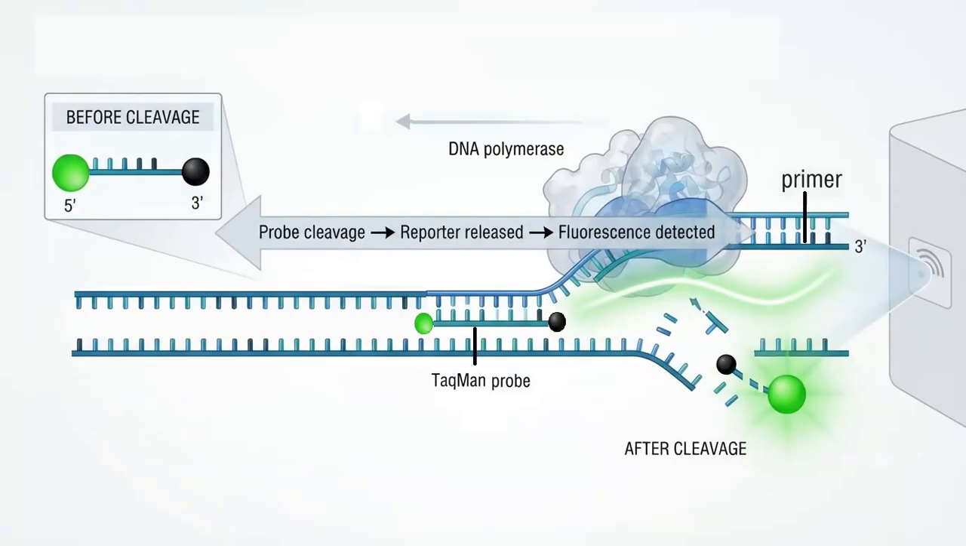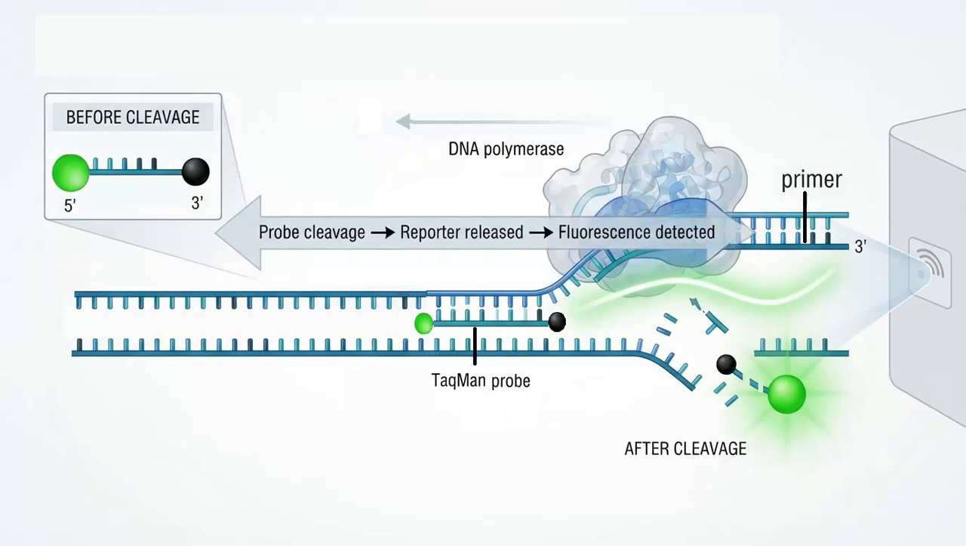Now let's follow one PCR cycle. The DNA is first denatured, primers anneal to their target sequences. The probe also hybridizes within the amplicon. Everything is now in position. DNA polymerase begins extending from the primer as it synthesizes the new DNA strand. It eventually reaches the bound probe. As it synthesizes the complementary strand, it naturally encounters the probe positioned ahead of it. This allows the enzyme's 5' to 3' exonuclease activity to cleave the probe during extension and release the fluorescent reporter.